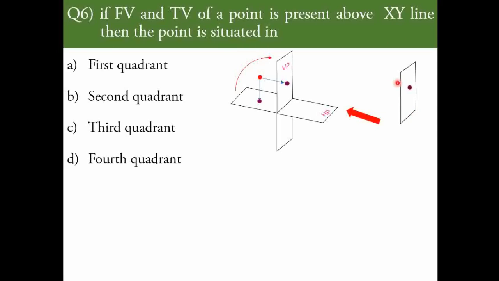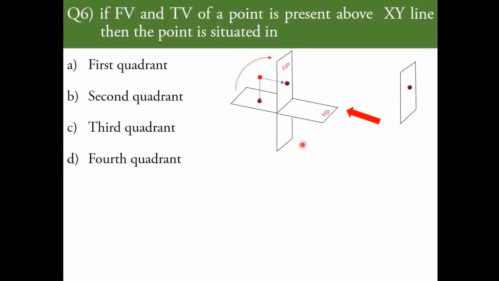Then that point is present in which quadrant? Generally, as per the positions, we have to imagine like this, but here I have considered the second quadrant position, and in the second quadrant both the views are present above the XY line. So the correct option is the second quadrant. Similarly, in the fourth quadrant, both the views are present below the XY line. That you have to remember.